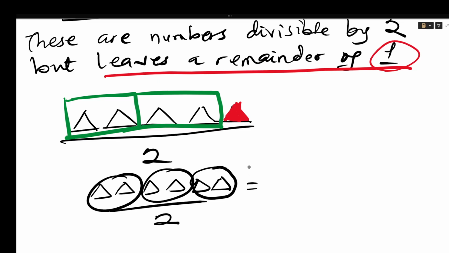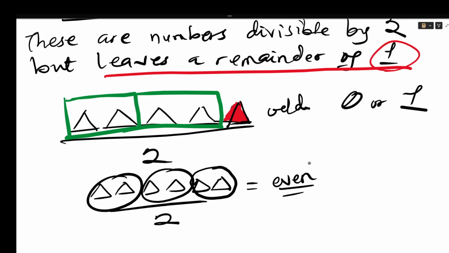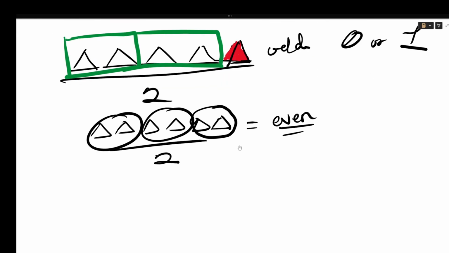I hope you are not getting confused over here. The remainder that should be left should be either none, which is 0, or 1. So if it's left with 1, then we can peacefully say that that number is an odd number. But if there's no remainder left, then we can peacefully say that number is an even number. That is it. Like I said, odd numbers are like a twin sister to even numbers.